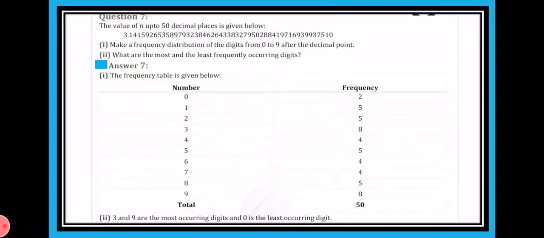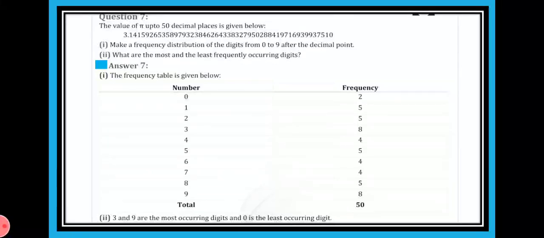The frequency table is given below. Make two columns, where we write the digits from 0 to 9, because we have to find out only that. We'll write number, and the second column is frequency. So number 0 occurs 2 times after the decimal point. Number 1 occurs 5 times, number 2 occurs 5 times, number 3 occurs 8 times, number 4 occurs 4 times, number 5 occurs 5 times, number 6 frequency is 4, number 7 frequency is 4, number 8 frequency is 5, and number 9 frequency is 8.